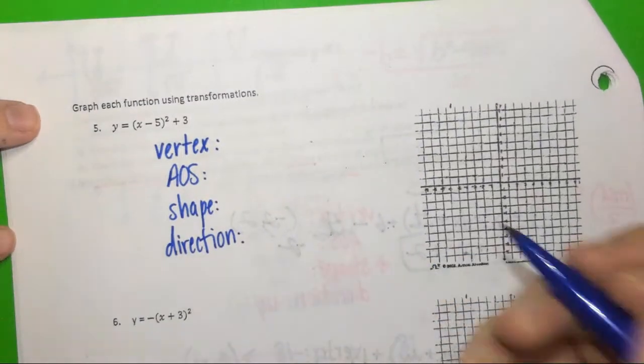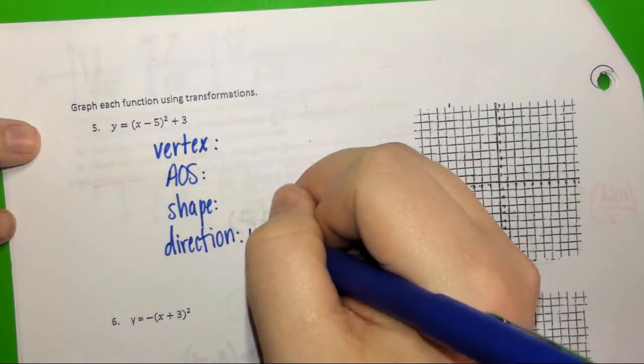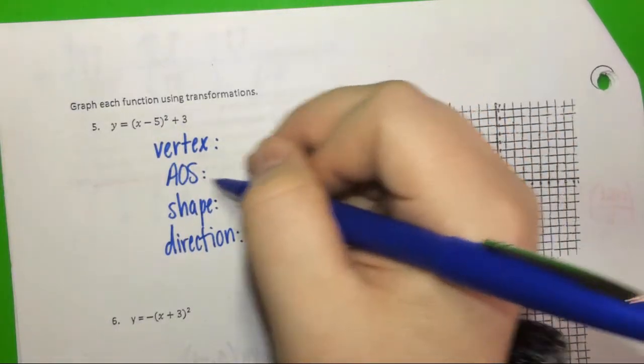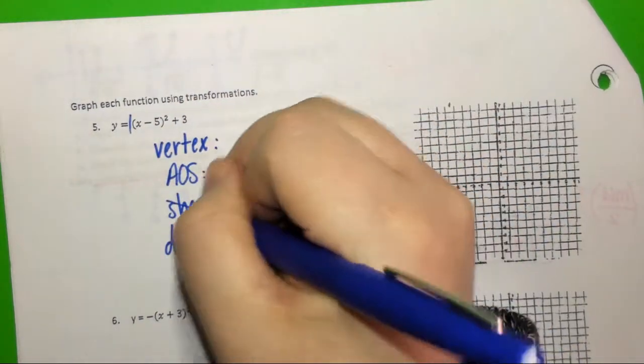What is the direction on number 5? It is going up. Shape, are we being made any skinnier or any fatter? No, there's just a 1 in front, so no, we don't really need that.